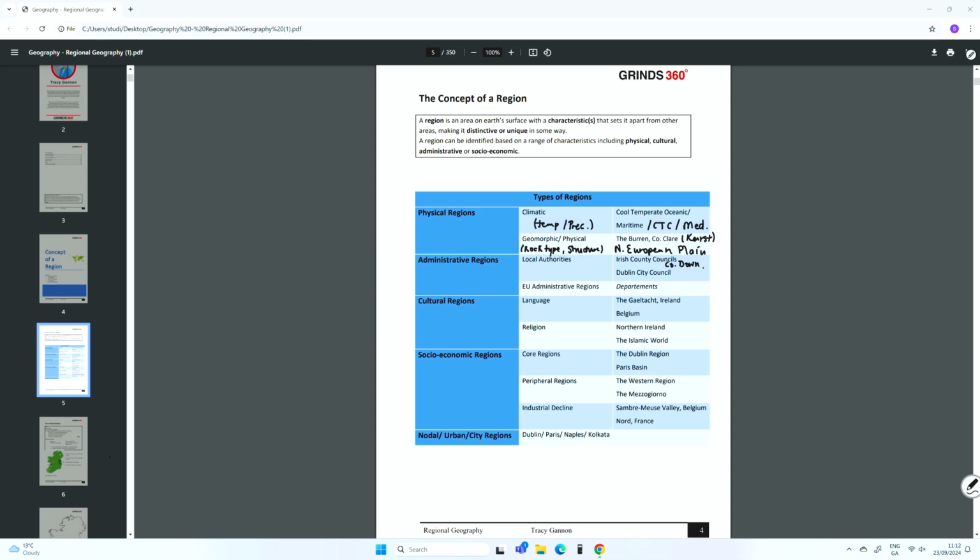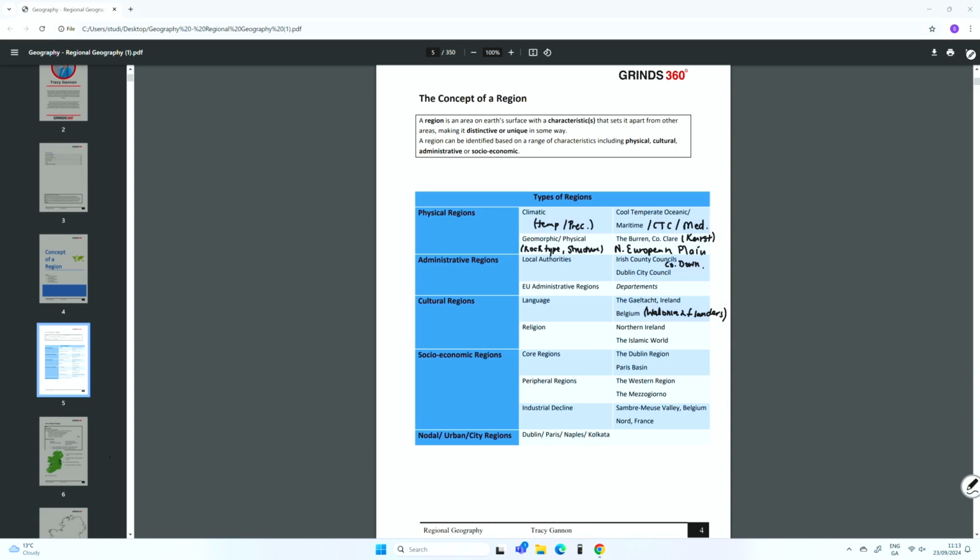You have your cultural regions, which is language and religion. Now, language is obviously the primary means of communication, and the Gaeltacht and Belgium are 2 language regions. Here you'll see, for instance, Belgium is split up into 2, Wallonia and Flanders. Pop that down. You'll generally see the 2 of them separately. Wallonia is in the south of Belgium and Flanders is in the north. The Basque Country could also be included in a cultural region based on language.